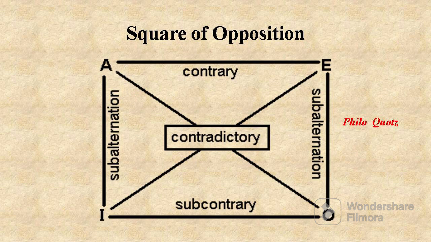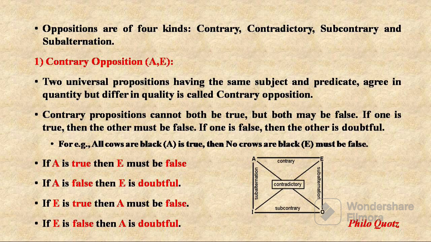This is a diagram for the square of opposition. A, E, I, and O are marked in the corners of that square. Oppositions are of four kinds, that is contrary, contradictory, subcontrary, and subordination. First one is contrary opposition, A and E. Two universal propositions having the same subject and predicate that agree in quantity but differ in quality is called contrary opposition.